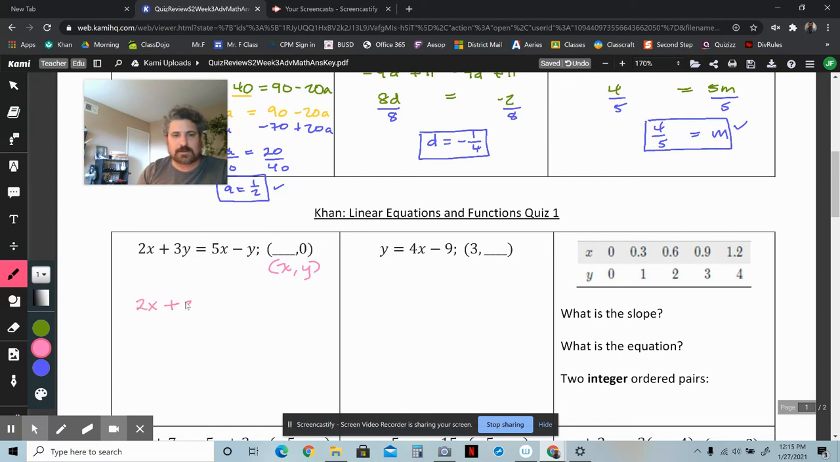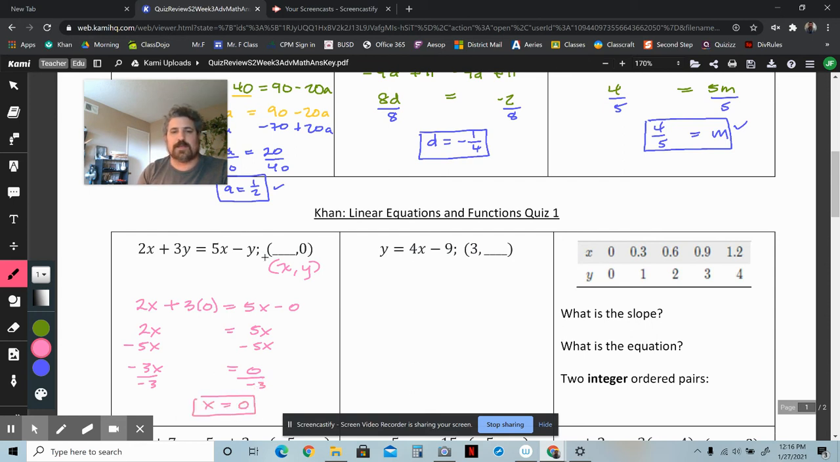So 2x plus 3 times 0 equals 5x minus 0. And then just solve for x. So you get 2x is equal to 5x, because 3 times 0 is 0, and minus 0 is nothing. And then you're going to want to get all your x's to one side. So let's say minus 5x from both sides. And you're going to get negative 3x is equal to 0. And if negative 3x is 0, then when we divide by negative 3 to get the value of 1x, you see that's also 0.